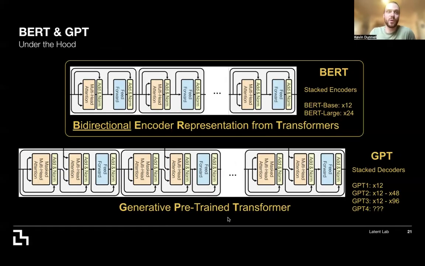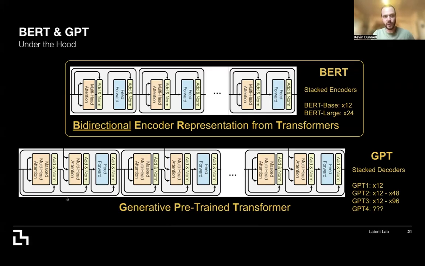With these units, these encoder and decoder blocks, we can build very common things that we see around us now. BERT is a stack of these encoder blocks, which stands for bidirectional encoder representation from transformers. There are two common sizes: BERT base, which is 12 of these encoder blocks, and BERT large, which is 24 of these encoder blocks. And then GPT, which is generative pre-trained transformer, is a stack of decoders.